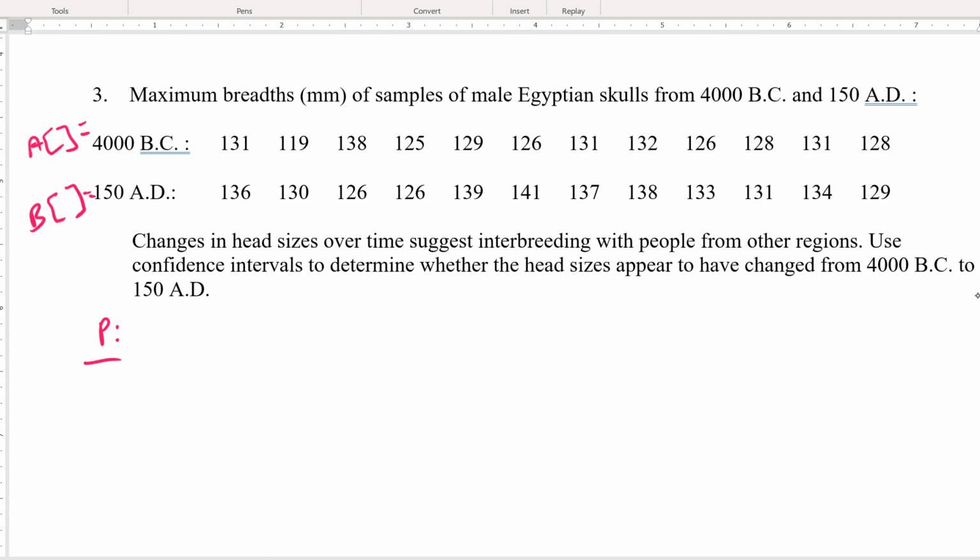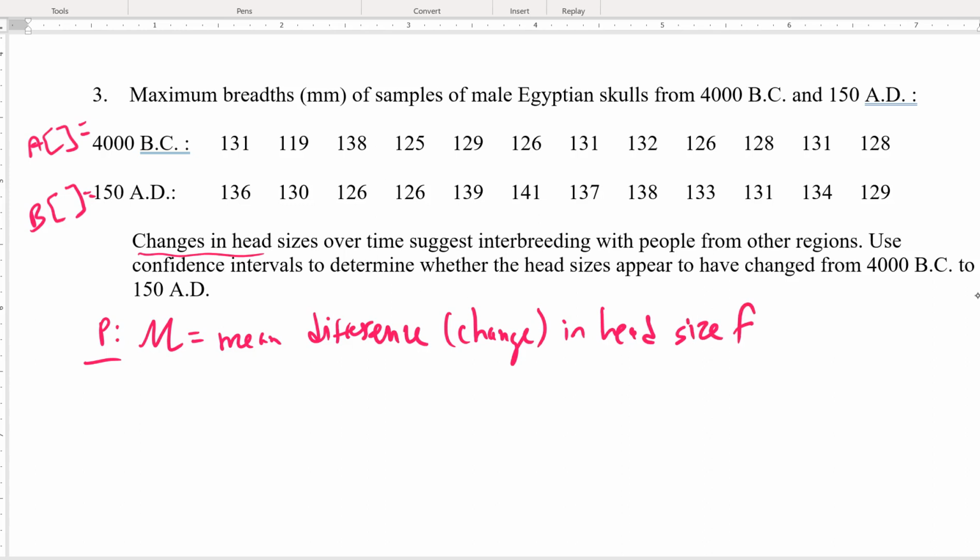So we are going to be dealing with the average head, but we want to know whether there was a change. So it's still going to be a mean, a mu, but it's going to be the mean difference or change in head size from 4000 BC to 150 AD, specifically for Egyptian skulls.